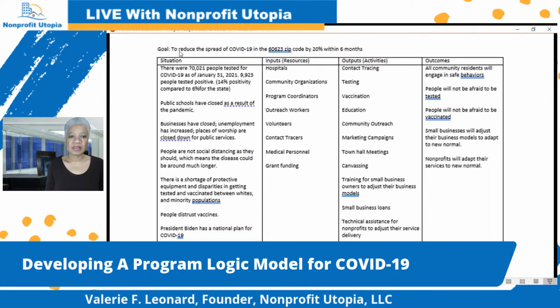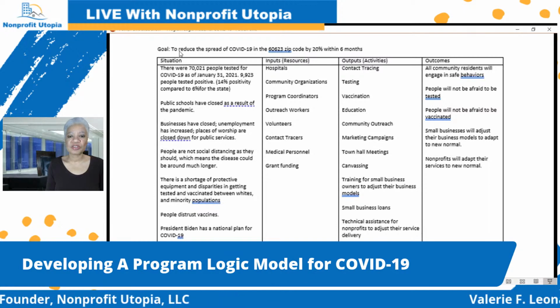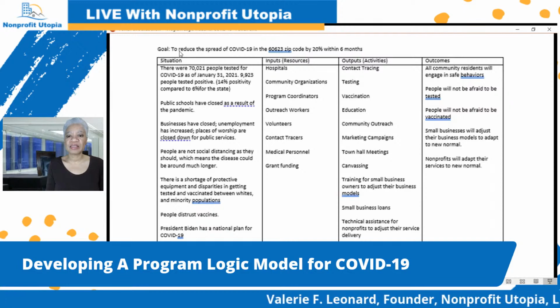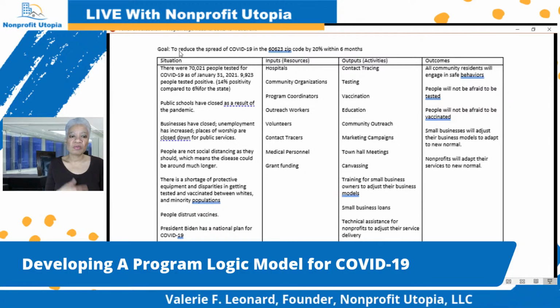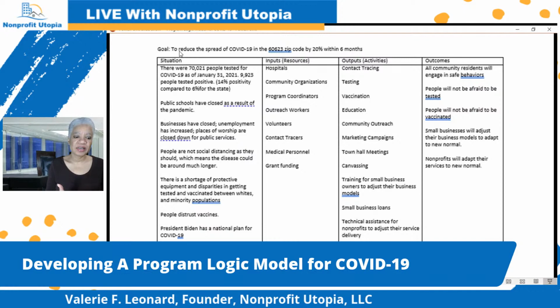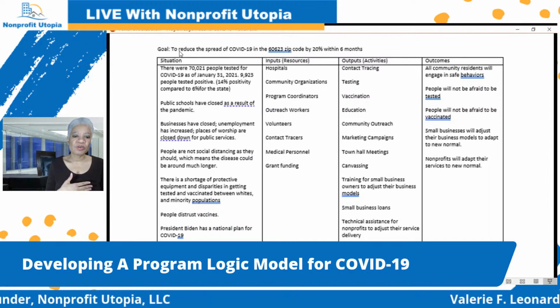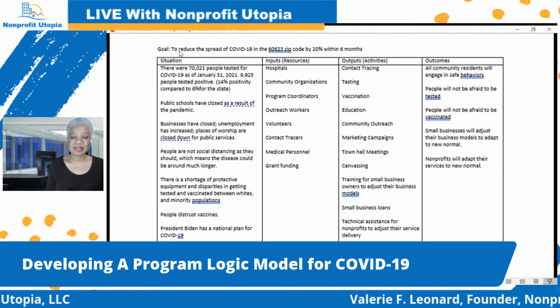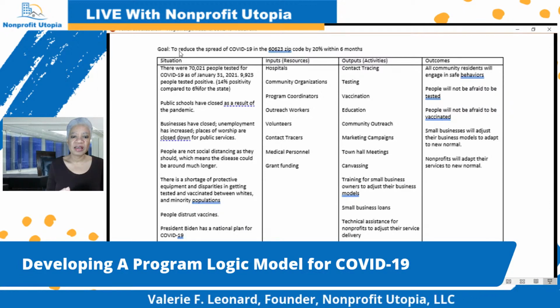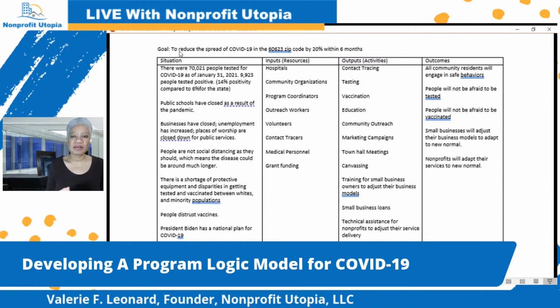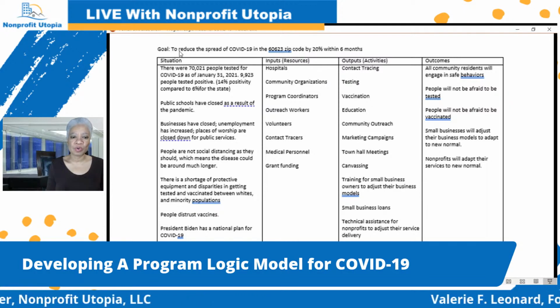Our goal is to reduce the spread of COVID-19 in the 60623 zip code by 20% within 6 months. So when we talk about the situation, we'll note things like there were 70,000 people tested for COVID-19 as of January 31st, and about 14% of them were positive compared to 6% for the state of Illinois.